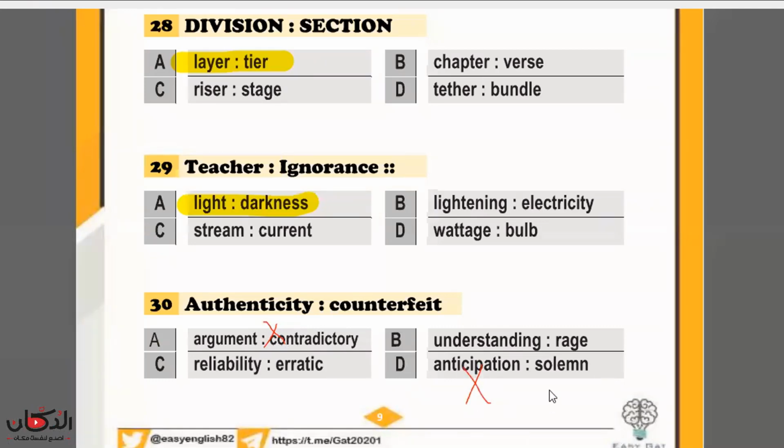D's wrong. As I told you, sometimes you don't know, for example, the meaning of this word, erratic. It means hyper or something like that. It's the opposite of reliability, but as an adjective, unreliable. If you are reliable, here it's the opposite. You are not erratic. But here reliability is a noun, and erratic is an adjective, so that's the answer.